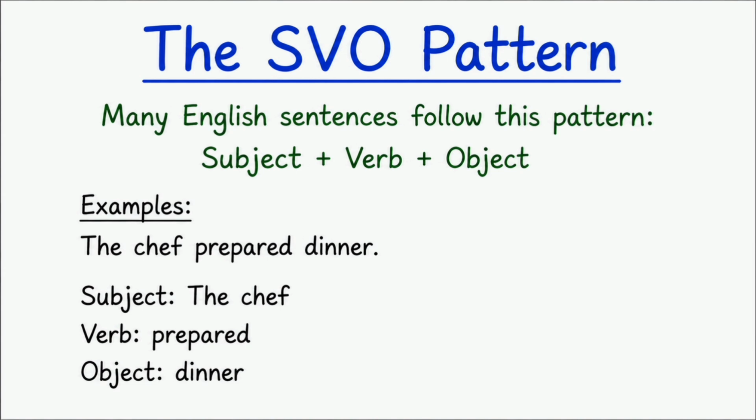The farmer watered the plants. The farmer is the subject, watered is the verb, and the object is the plants.